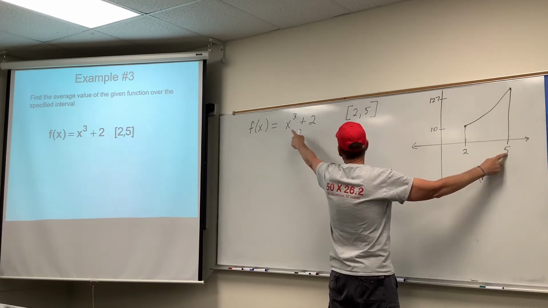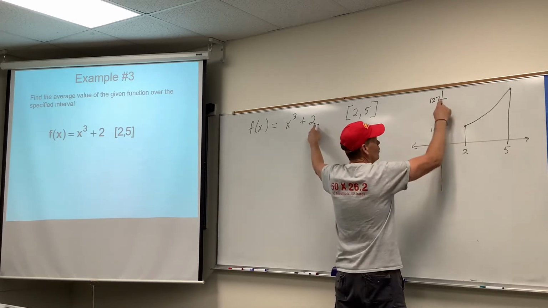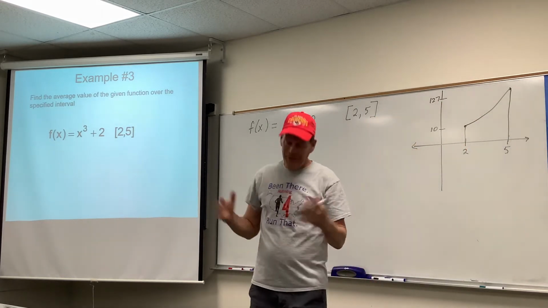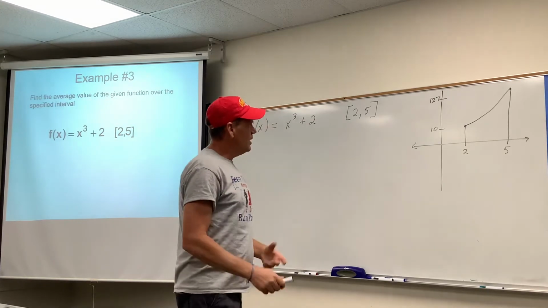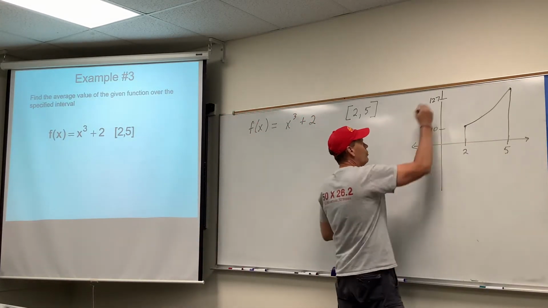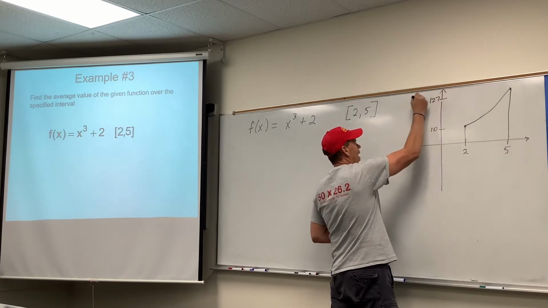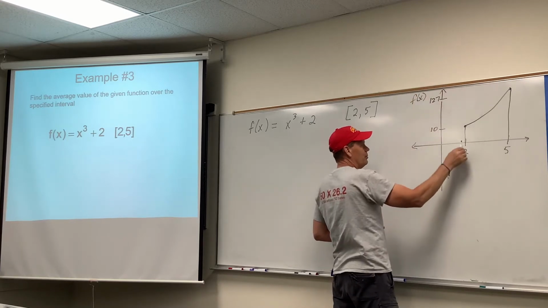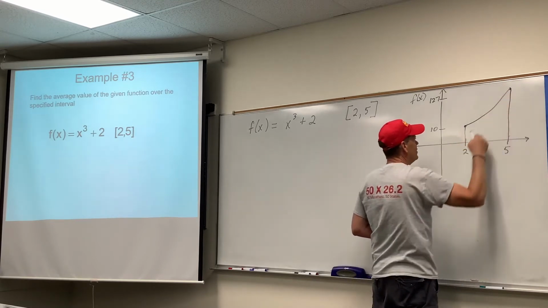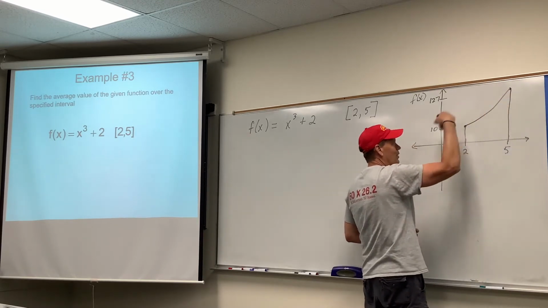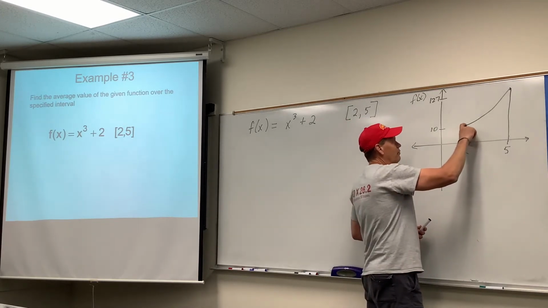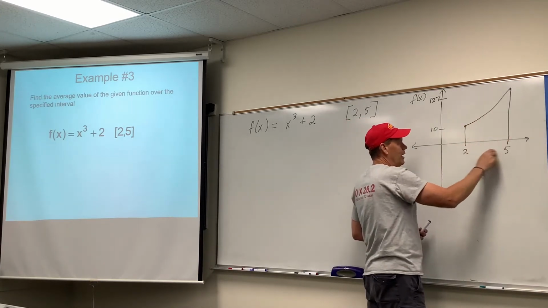5 cubed is 125 plus 2 is 127. That scale is all jacked up. The picture isn't perfect. Okay, I get it. But here's the idea. They're saying, what's the average value of that function? And I want to point out that the function would be that vertical axis, right? So for example, 2 has a value of 10, 5 has a value of 127. This could oscillate in between. But anyway, the idea would be, what would be the average of every functional value between 2 and 5?